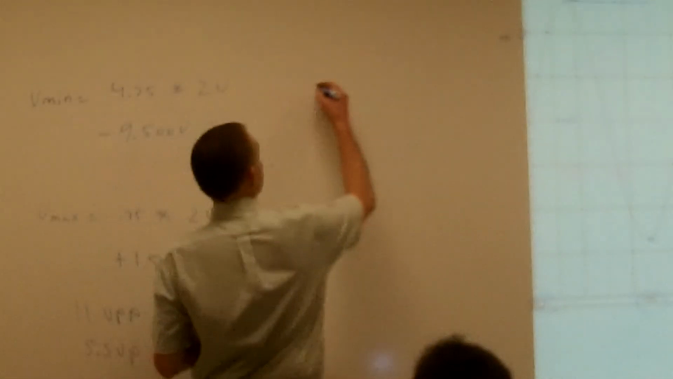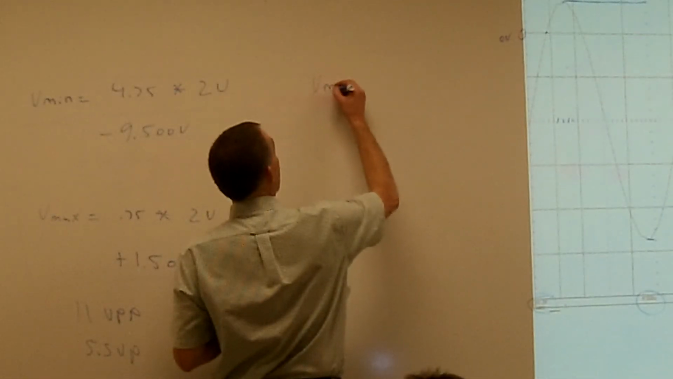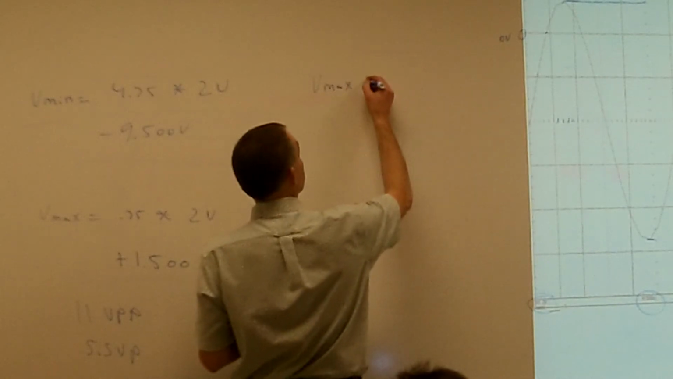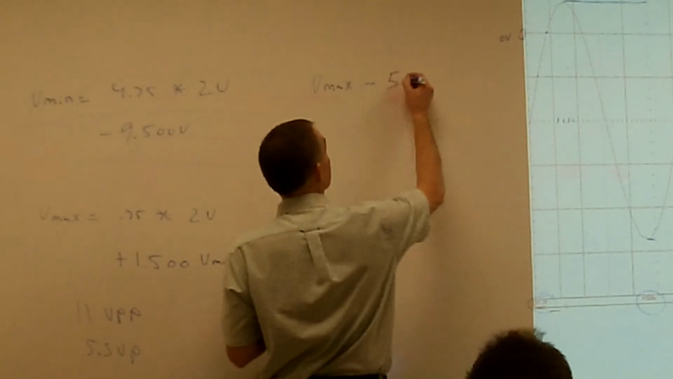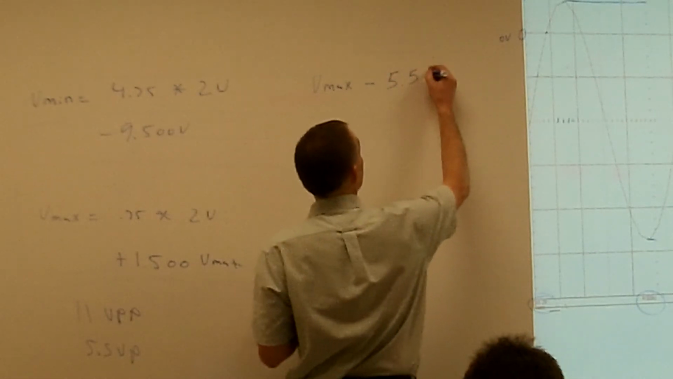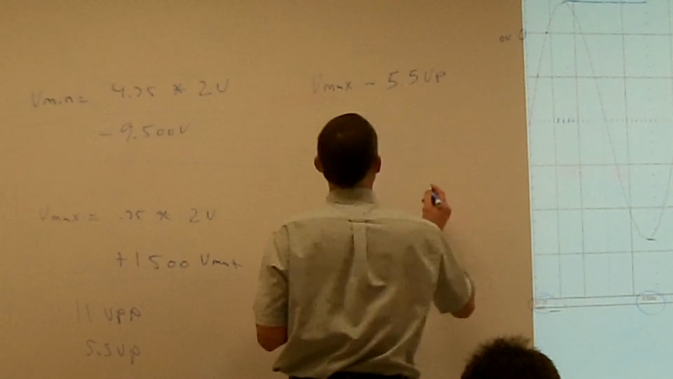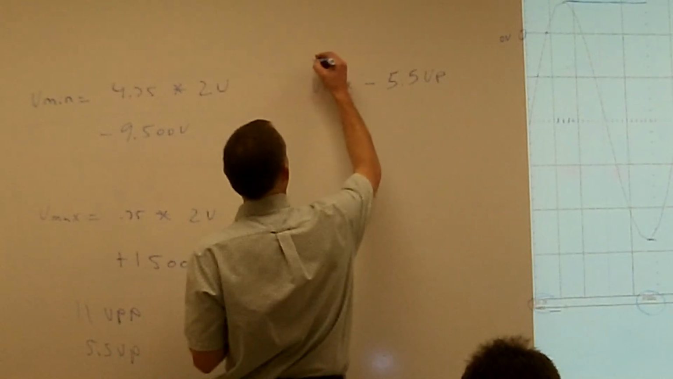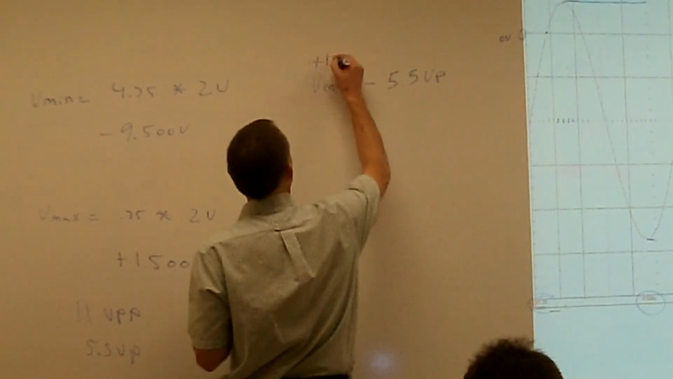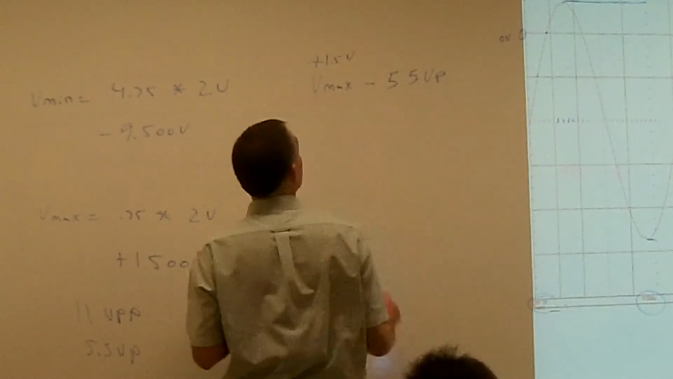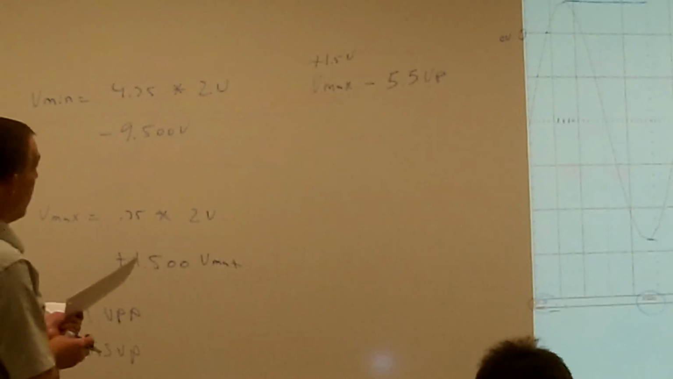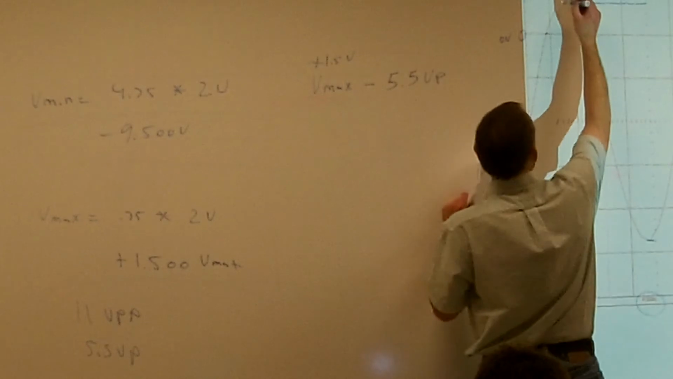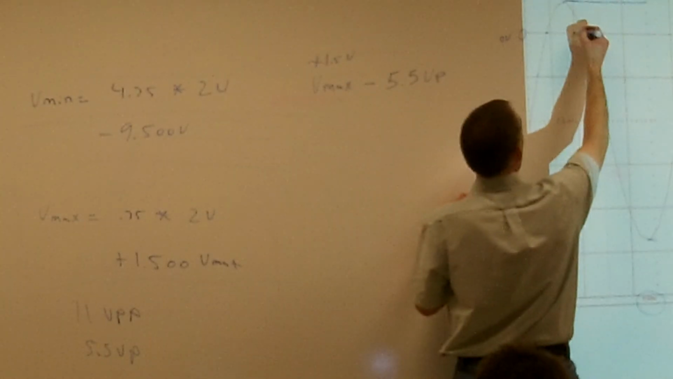So what I'm going to do is take my V max, look at what my V max is, and subtract my voltage peak from that. So my V max was positive 1.5 volts, and I subtract 5.5 volts peak from that. And what am I going to get? 4 volts.